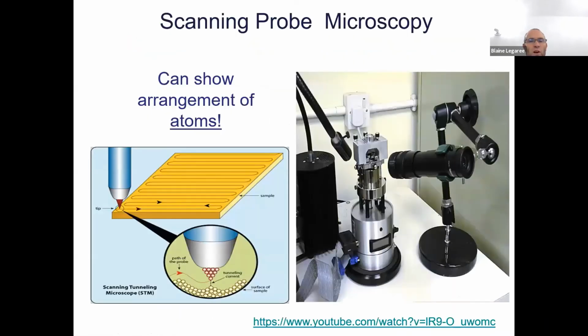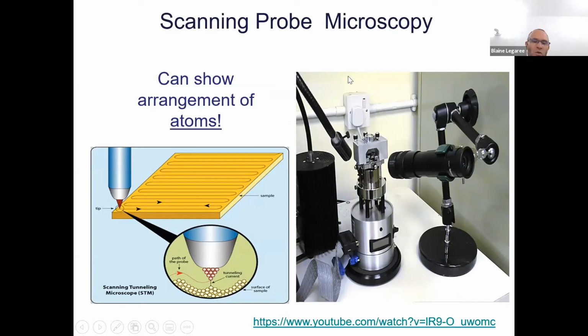Okay, so I want to talk about one other type of microscopy that's kind of newer. This was invented, I think, in the 1980s, although up until about 10-ish years ago, if you wanted one of these, you'd have to build it from scratch. Now you can actually buy them. These are called scanning probe microscopes. There's a whole bunch of different techniques and they have different acronyms. You'll see some of them on the slides.